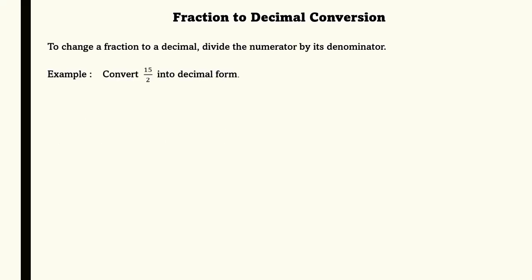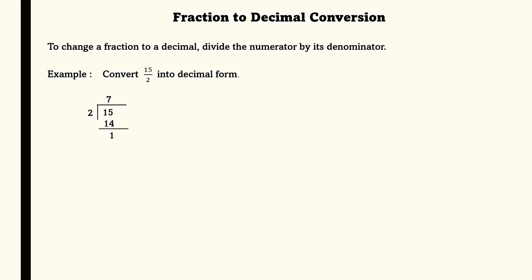Now let's look at another concept, fraction to decimal conversion. To change a fraction to the decimal, divide the numerator by its denominator. Example, convert 15 by 2 into decimal form. 15 divided by 2. So 2 sevens are 14. Subtracting, it will leave a remainder of 1.